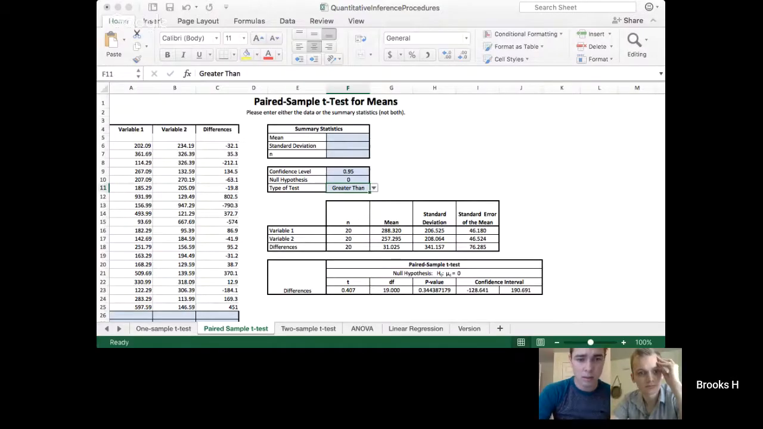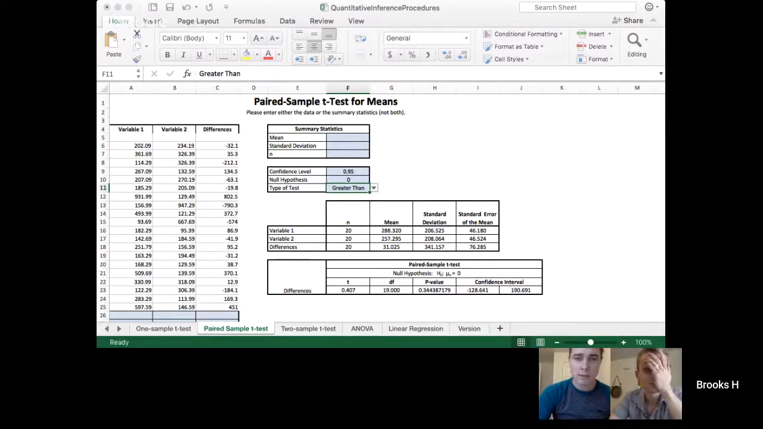So p-value is 0.344. So from there, let's see here. I would say second one B. Insufficient evidence that the mean of the differences is greater than 0 because the p-value is greater than the level of significance. Yep, that sounds good to me.